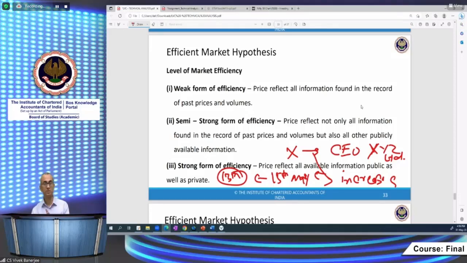Public information is available on 15th, but the chart will reflect it on 13th itself because of this trading in the unpublished price sensitive information, the information which is not published, the information regarding the merger, which is not in the public domain. So it proves that the strong form of efficiency is there. Means prices reflect not only public information, but privately available information. So the market price absorbs everything. So the market share prices cannot be predicted. So according to efficient market hypothesis, the share prices cannot be predicted.